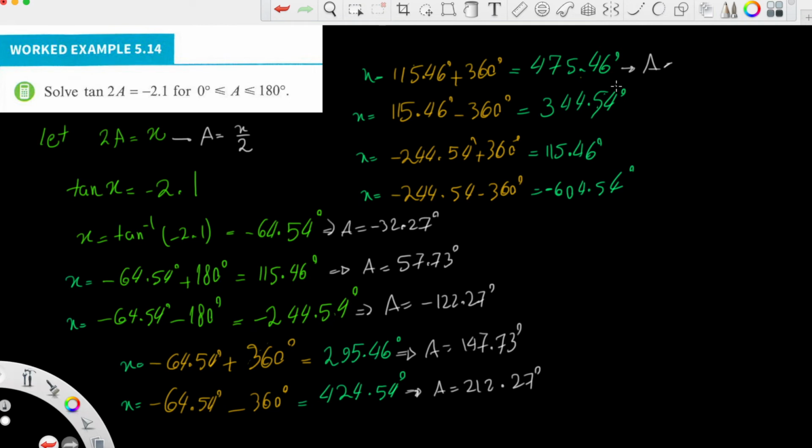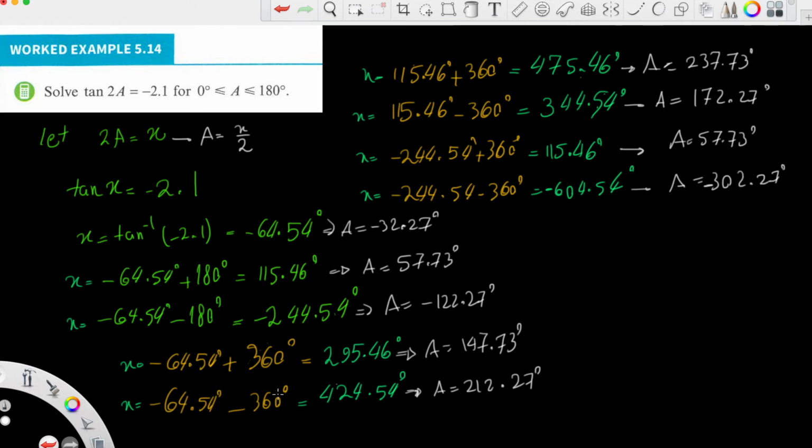For this one, 475.46 divided by 2, 237.73. For the next one a will be negative 172.27. Next one, 115.46 divided by 2 is 57.73. Next one, negative 302.27.